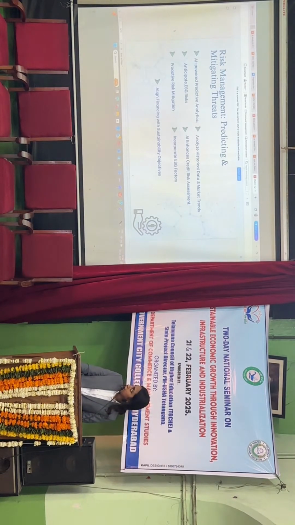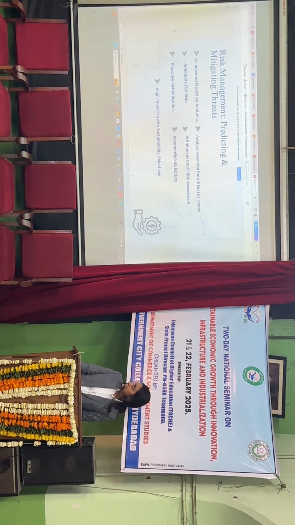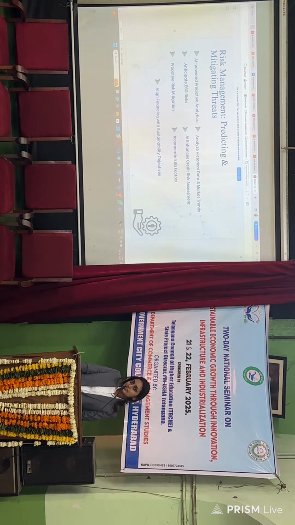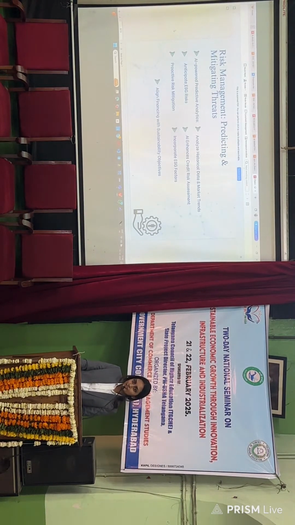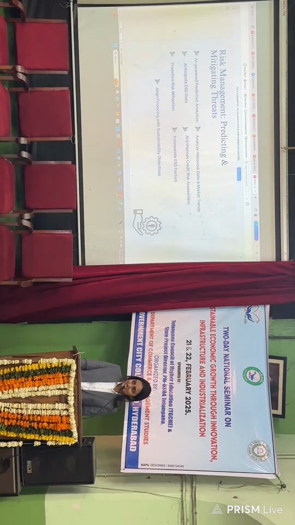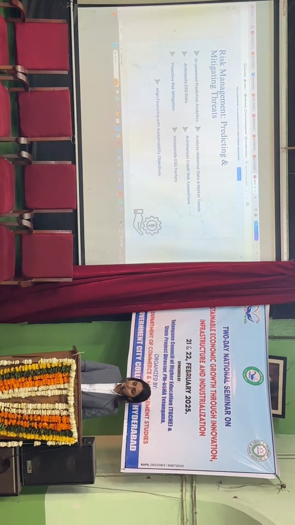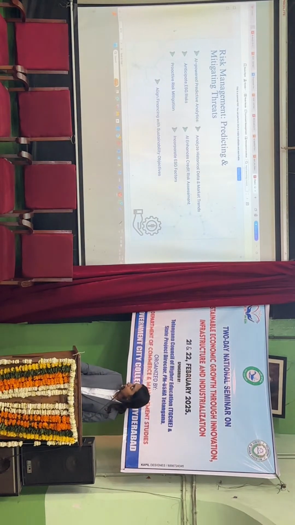Risk management, predicting and mitigating risk. AI-powered predictive analysis. When we talk about finance, there is the other term involved, that is risk. There is finance, there is risk. So how is AI going to tolerate this risk and help the investors? That is AI-powered predictive analysis.